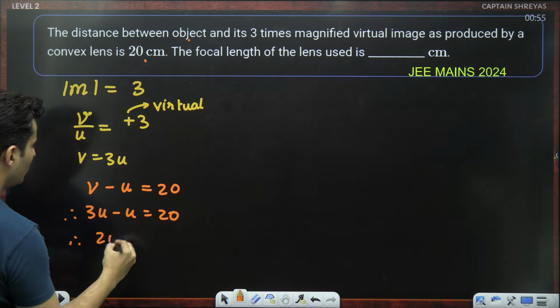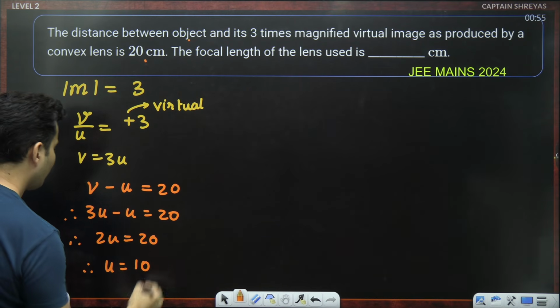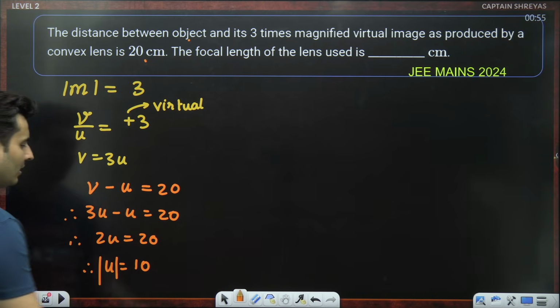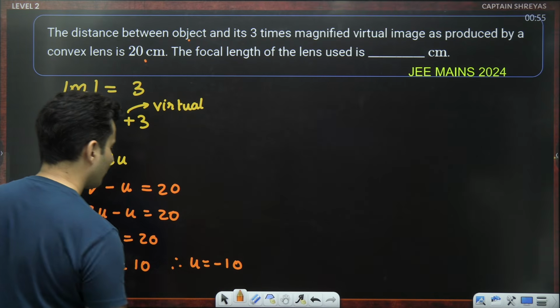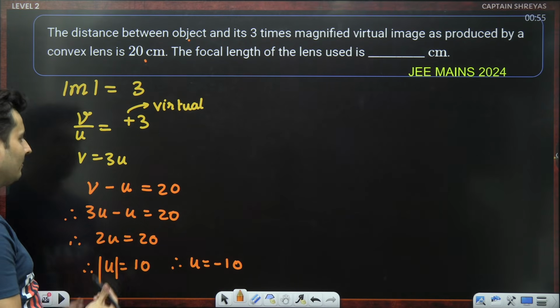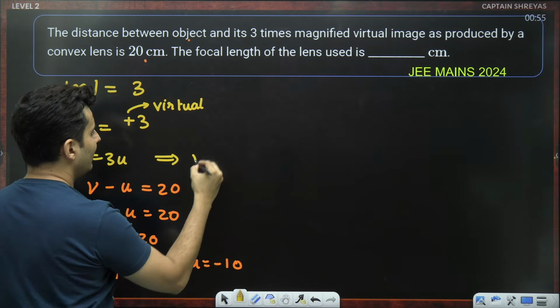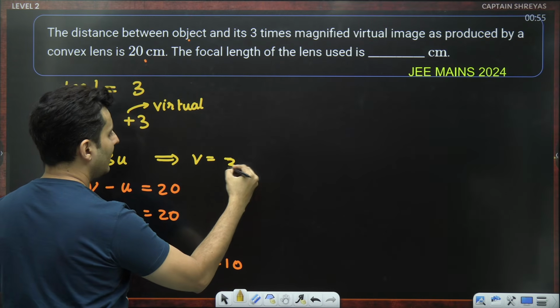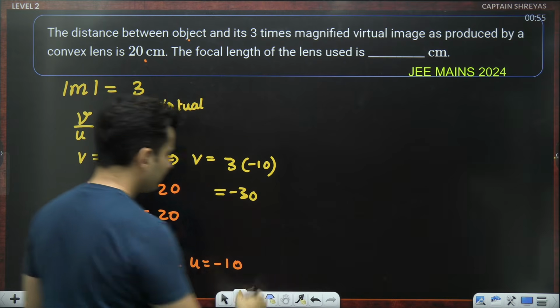Therefore 2U is basically 20. Therefore U is basically 10. But this will be the magnitude of it. So actually speaking, U will be -10. U will be negative because the object will be negative. Similarly, if you try to find V, V will be 3 times U. U is basically -10, so this will be -30.